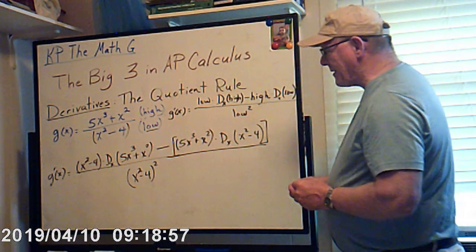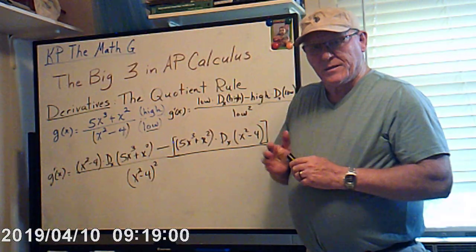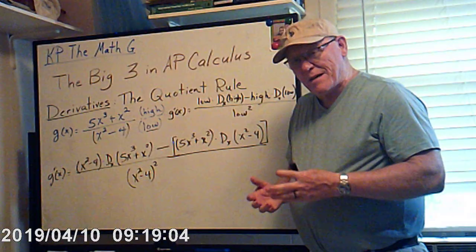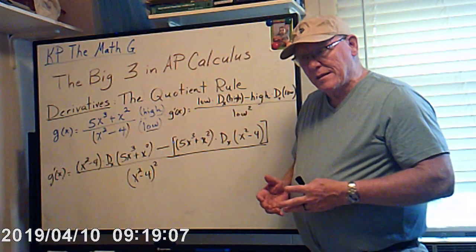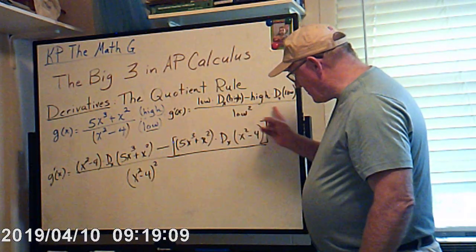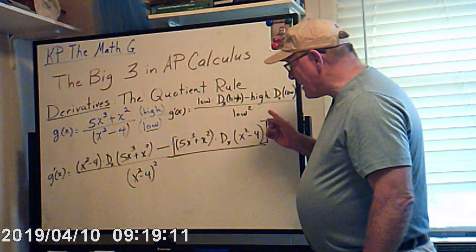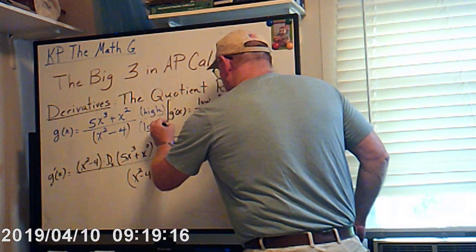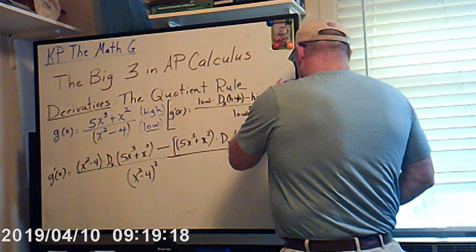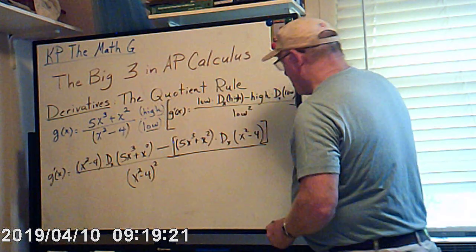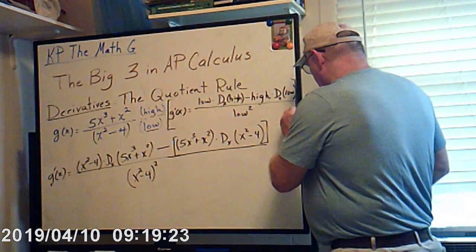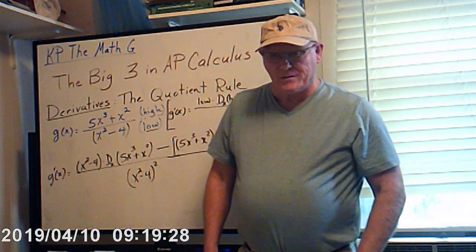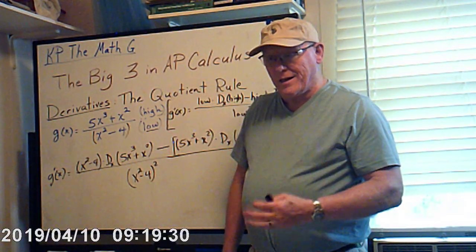What I like to say about this is, sometimes you may not always remember low d high minus high d low. You like to memorize this if you can. Alright, so I always like to look at it this way. This is the way I memorized it without learning low d high, high d low, and so on.